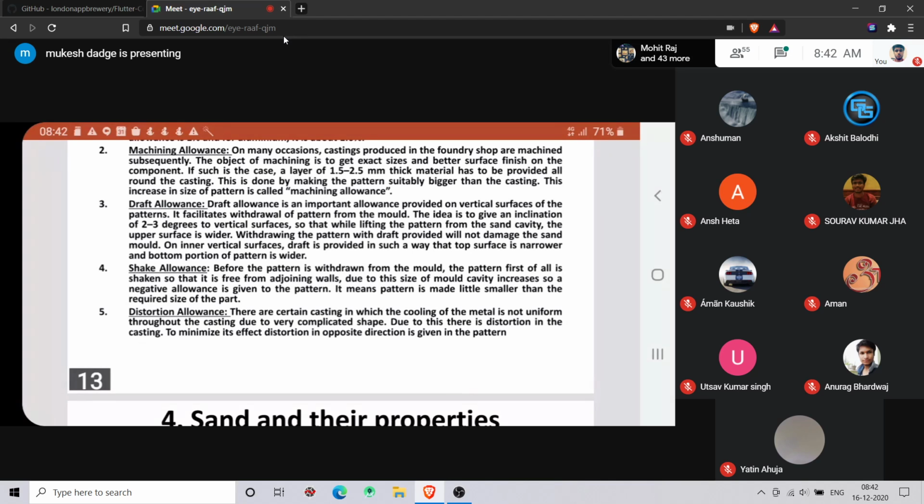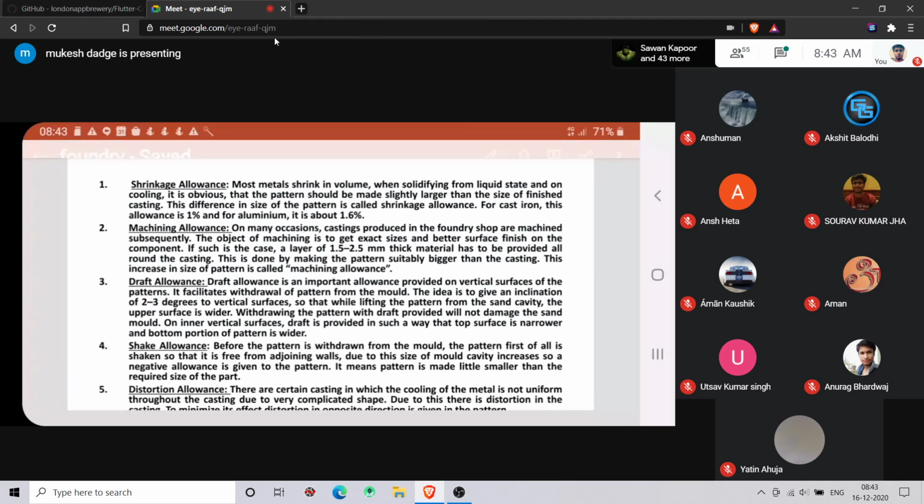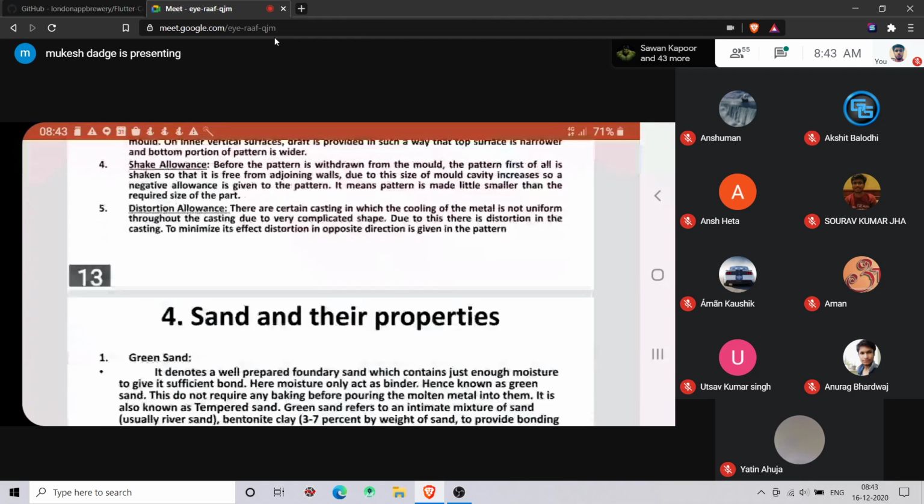So there are certain castings in which cooling of the metal is not uniform throughout the casting due to a very complicated shape, right? So uniform cooling should be there. If it is not uniform, again the problem arises. That is called hot shortness or cold shortness, right? Those are the defects in the castings. So to avoid that, you have to add distortion allowances to the pattern, to minimize the effect of distortion, given in the opposite direction in the pattern, right? So these are the five allowances you have to add on the pattern.